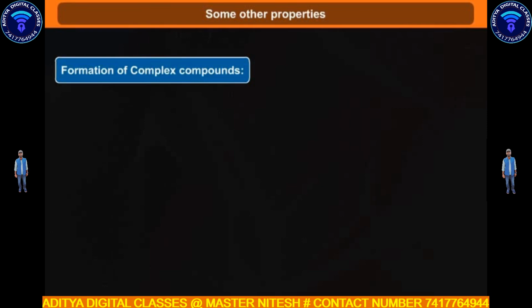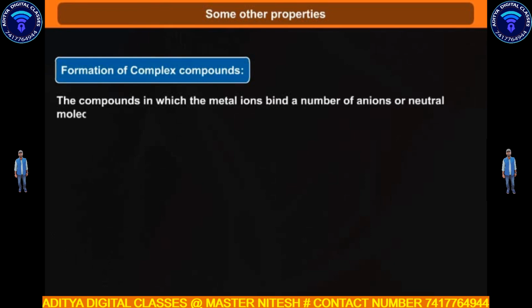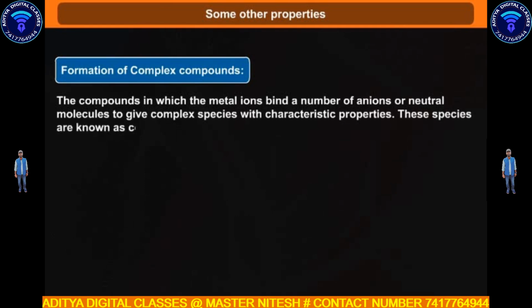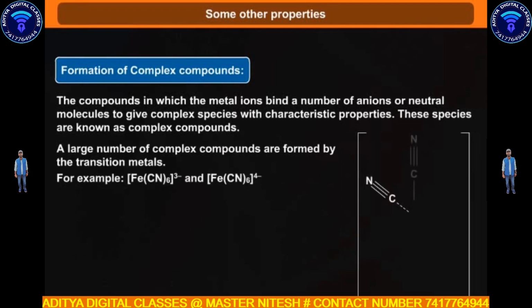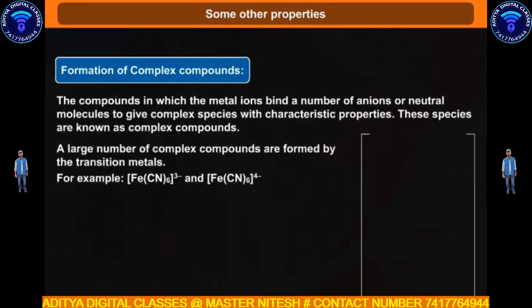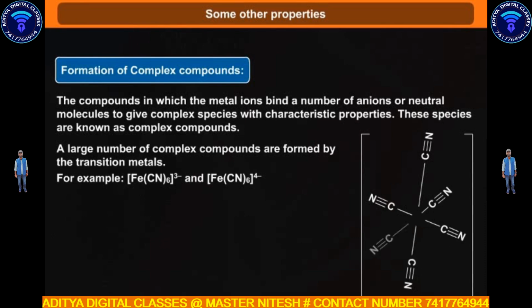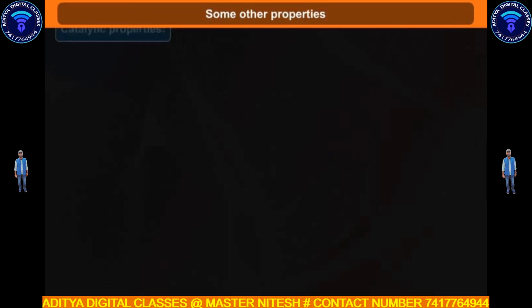Formation of complex compounds. The compounds in which the metal ions bind a number of anions or neutral molecules to give complex species with characteristic properties are known as complex compounds. A large number of complex compounds are formed by the transition metals. For example, [Fe(CN)6]3- and [Fe(CN)6]4-.